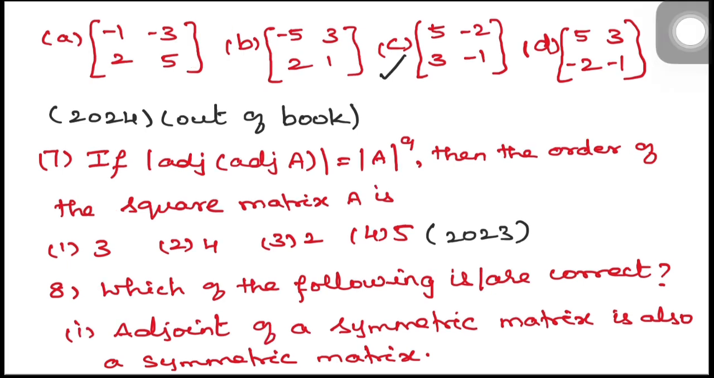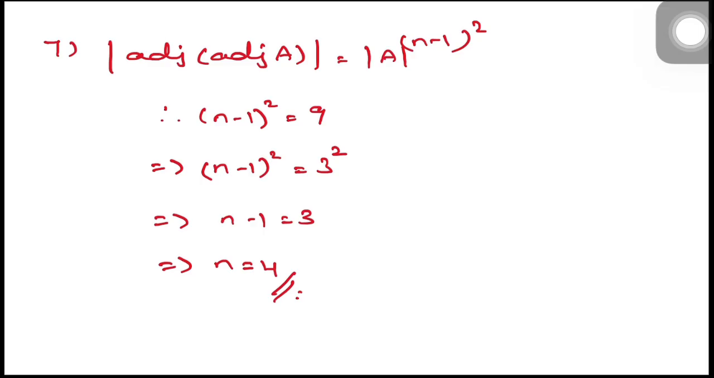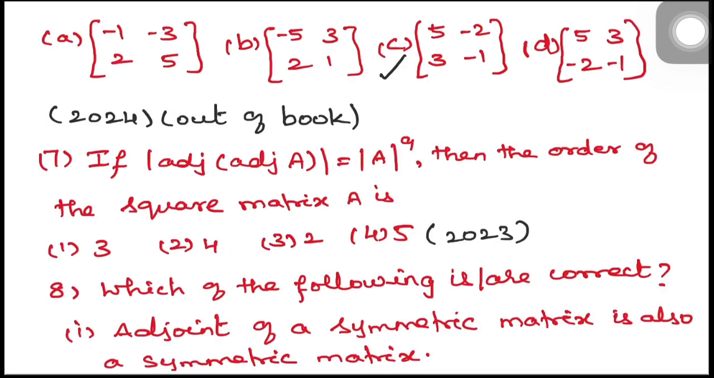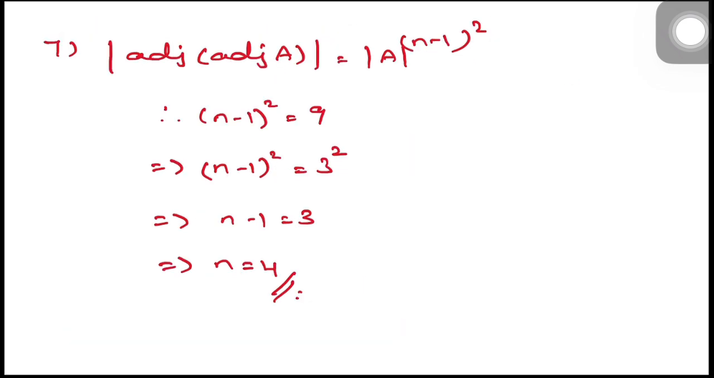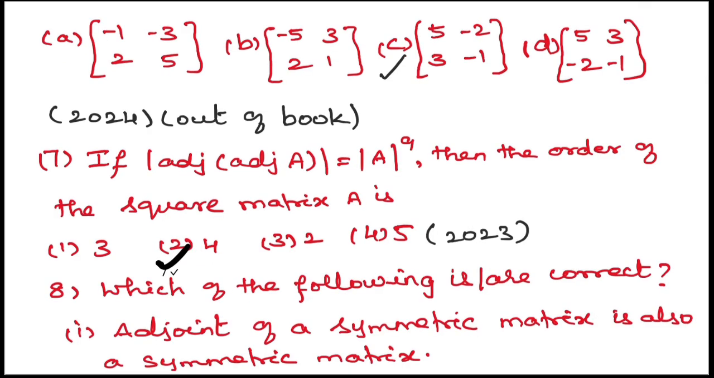Next question. If modulus of adjoint A is equal to modulus A power 9, then the order of the square matrix A is 3, 4, 2 and 5. So this question is from 2023. So how will you solve this question? So you know modulus of adjoint A is equal to modulus of A power n minus 1 the whole square. So what is n here? So we have n minus 1 the whole square is equal to 9, and n minus 1 the whole square is equal to 3 square. So we get n is equal to 4. So your solution is option 2, 4.